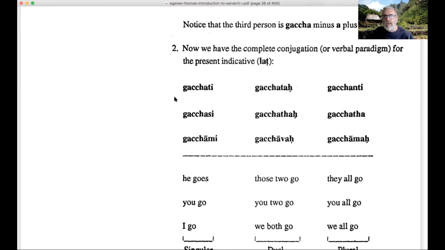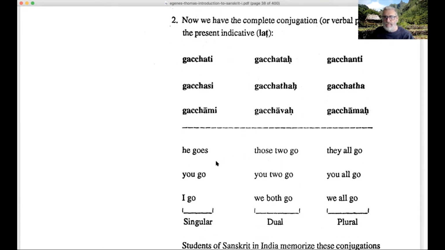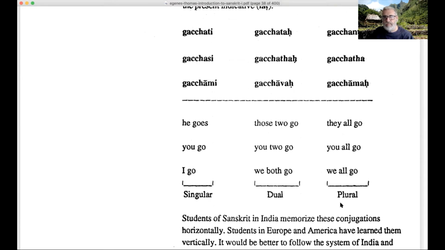Okay, so then gachati, gachataha, gachanti. Gachasi, gachataha, gachata. Gachami, gachavaha, gachamaha. That's the full conjugation. So what does it mean? It means he goes, those two or they two go, they all go, or they many go. You go, you two go, you all go. I go, we all go. Singular, dual, and plural, third person, second person, first person, right?